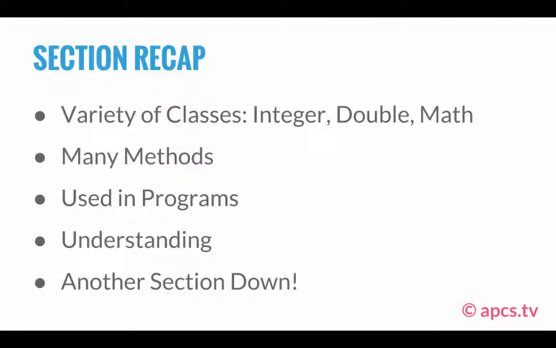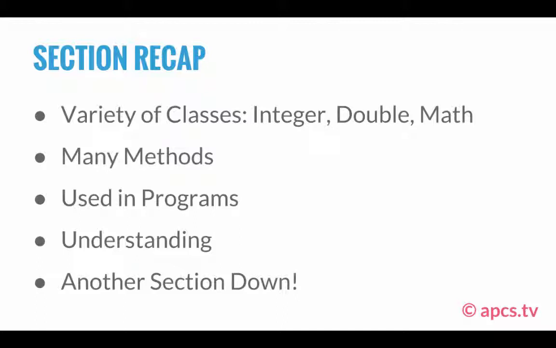And we also took a look at the math class, which contains many important functions. Some of the functions that we took a look at were something like math.random or math.abs, which got the absolute value, and math.sqrt or math.pow, which was used for exponential functions.